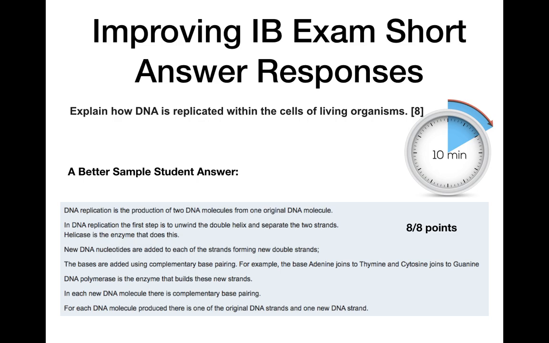In the replication, the first step is to unwind the double helix and separate the two strands. Helicase is the enzyme that does this. That's perfect. They gave the definition, the enzyme, and what it does, its purpose. They explained how nucleotides are added to each strand to make the double strands, how the base pairing happens, giving an example, and explaining what enzyme does that. And notice again for SL, you just say DNA polymerase. Say 1 versus 3? Just polymerase is fine. They explained how we have complementary base pairing, and there's one original strand and one new strand in each one after that.